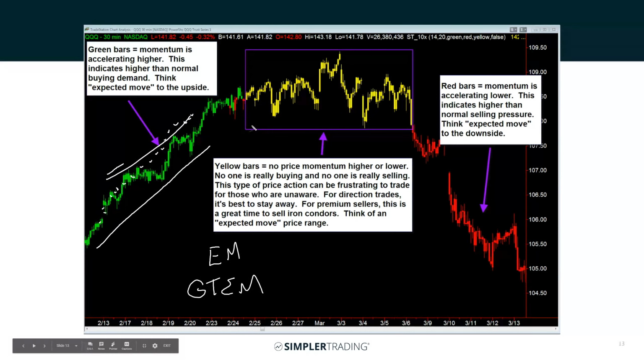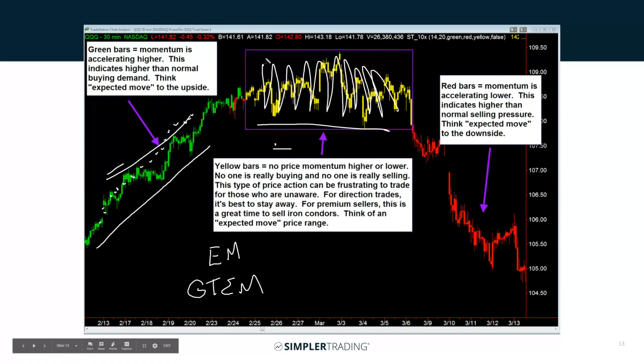If it's yellow, on the other hand, yellow just means that there is no momentum higher or lower. Buying and no one is really selling. This type of price action can be frustrating to trade for those who are unaware. For directional trades, it's best to stay away. For premium sellers, this is a great time to sell iron condors. Think of this as a market that's simply being pinged back and forth within the expected move.